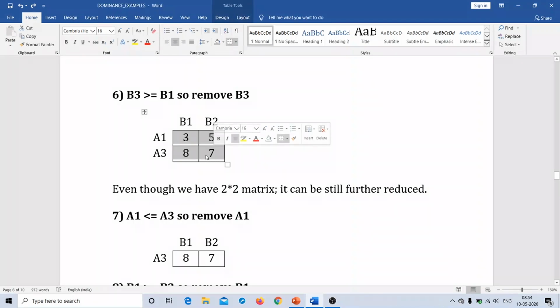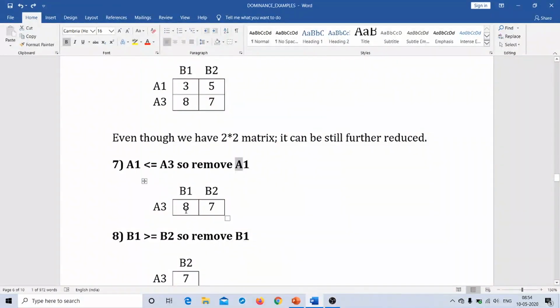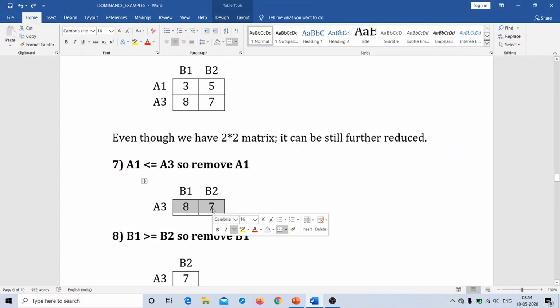Now if you closely observe, even this 2 cross 2 matrix can be still further reduced. So look carefully. The first row, right? All the elements of the first row are less than or equal to the elements of the second row, that is A3. And hence what I do is I remove A1, and I'll end up getting a payoff matrix with 1 row and 2 columns. I mean, don't panic. This is possible at times where the principle of dominance can reduce your matrix not only to 2 cross 2, but you will end up having only one element, and that is what you will see in this example.